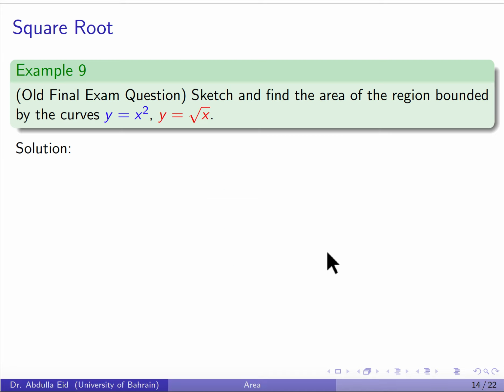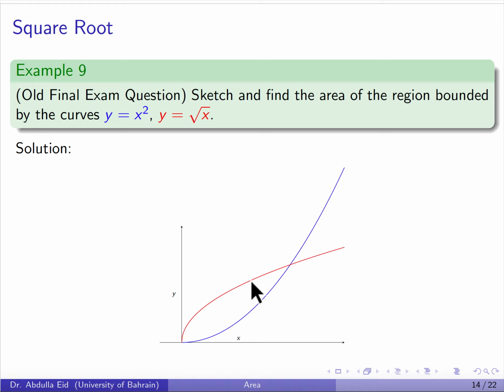Next is an example where we will have the square root. Now you have to remember the graph of the square root. This is one of the basic graphs that we have already seen before, which goes like this, going that way. And with x squared, it will look like this. So the square root going in this way and the parabola going upward. They will meet at 2 points.